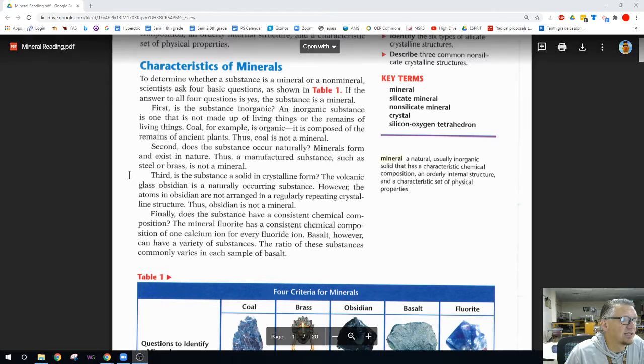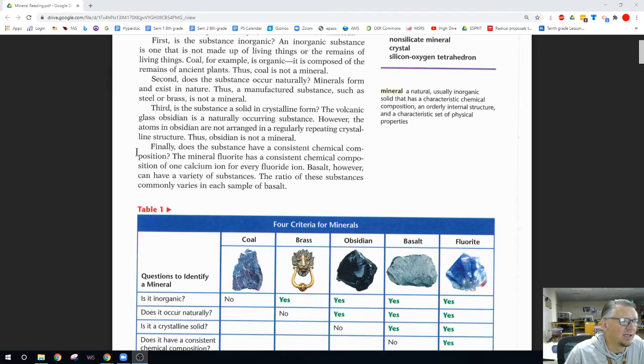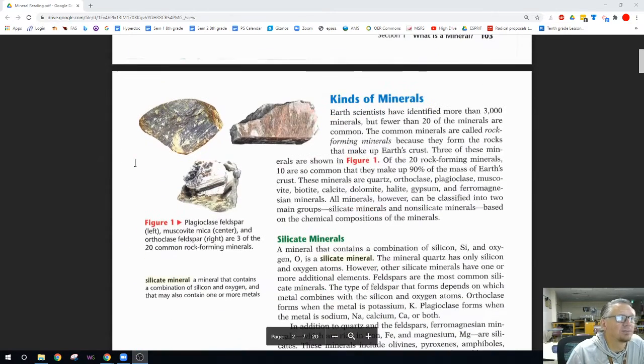Third, is the substance a solid in a crystalline form? The volcanic glass obsidian is a naturally occurring substance. However, the atoms in obsidian are not arranged in a regularly repeating crystalline structure. Thus, obsidian is not a mineral. Finally, does the substance have a consistent chemical composition? The mineral fluorite has a consistent chemical composition of 1 calcium ion and 1 fluoride ion. Basalt, however, can have a variety of substances. The ratio of these substances commonly varies in each sample of basalt.